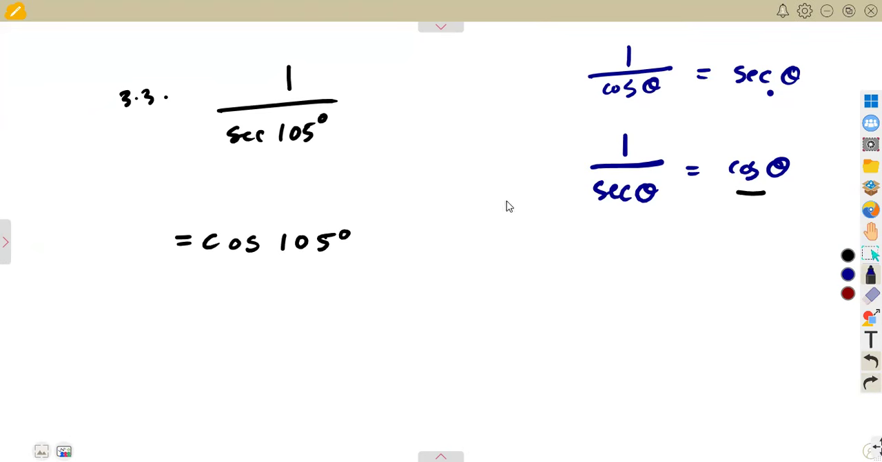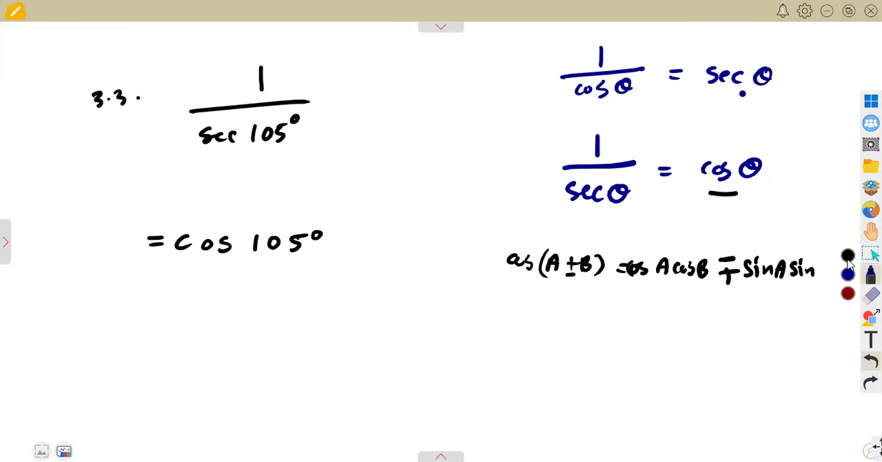Your double angle identities from the identity of a cos. The cos of A plus or minus B is equal to the cos of A, the cos of B, the sign changes, minus, plus, the sine of A, the sine of B, provided that addition or subtraction. So you can separate 105.